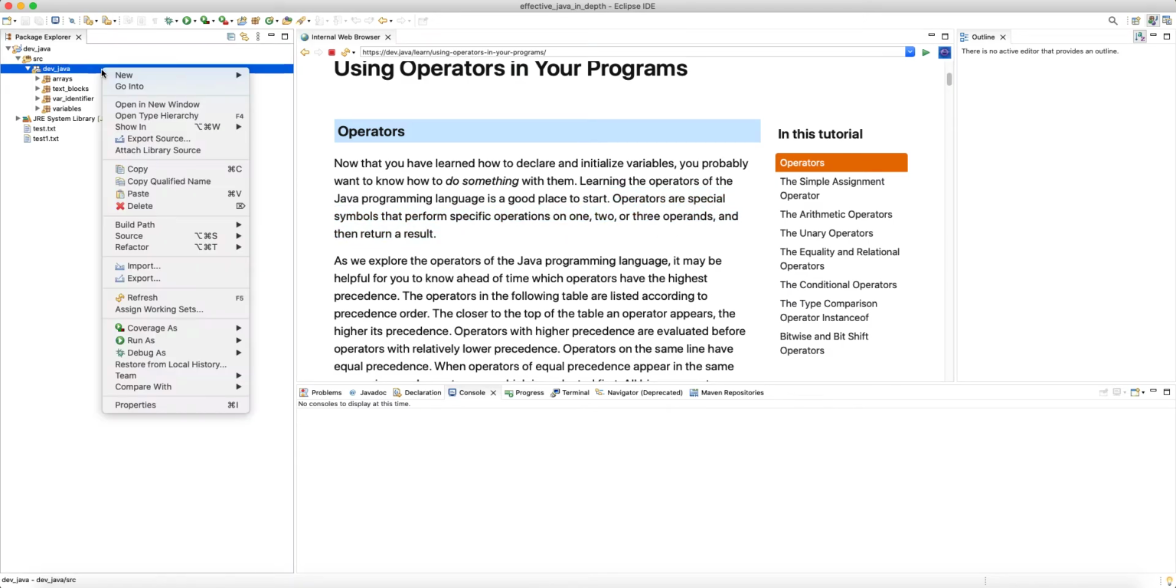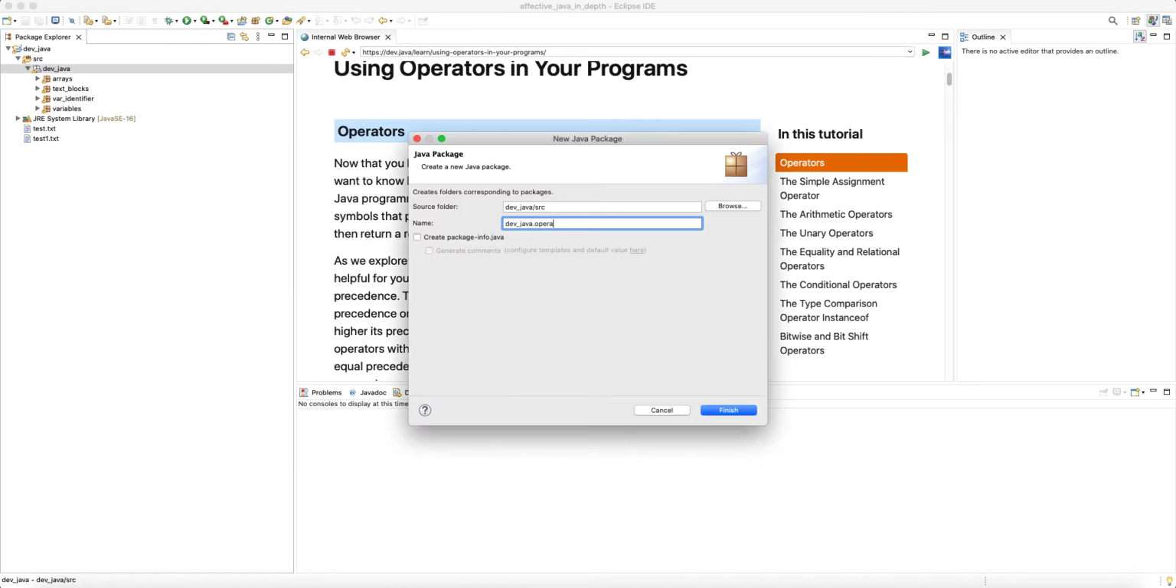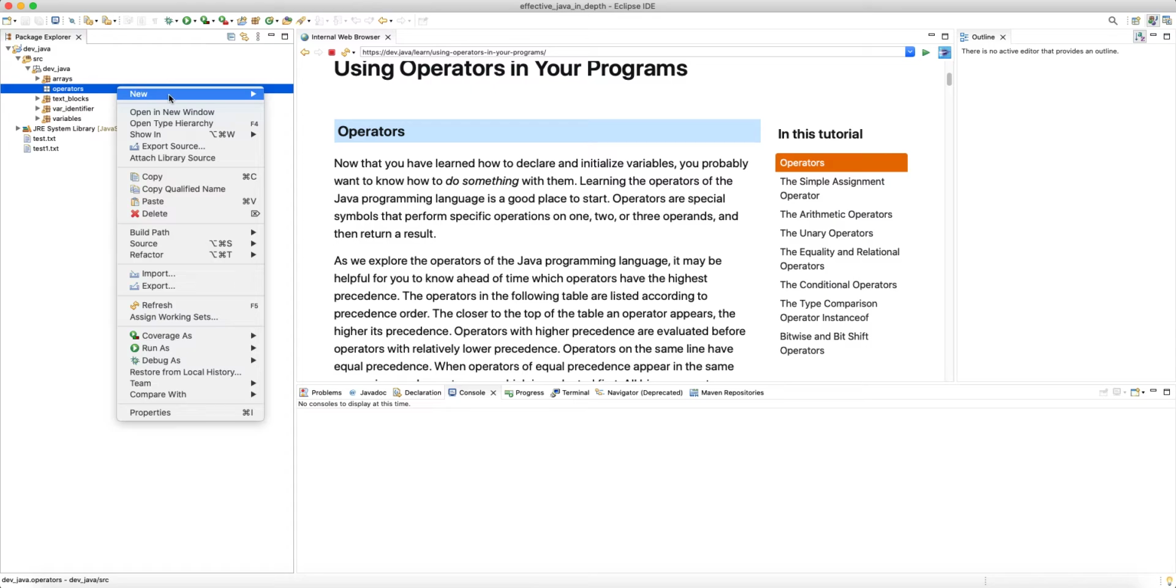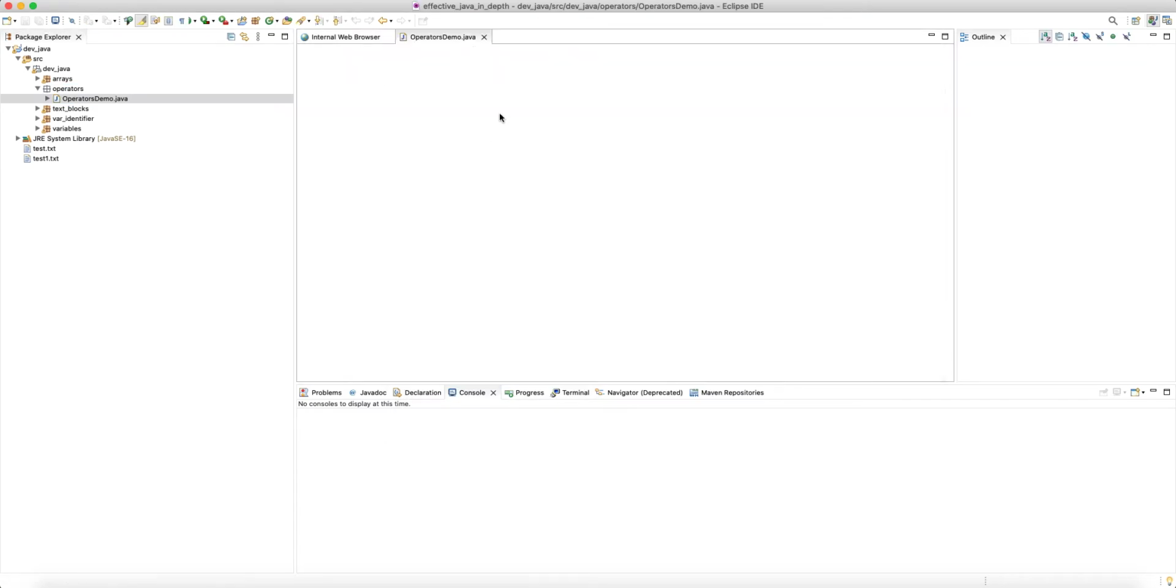So let's create a new package here. Let's call it operators. And we're going to create a new class, OperatorsDemo, and let's go and have a main method here.